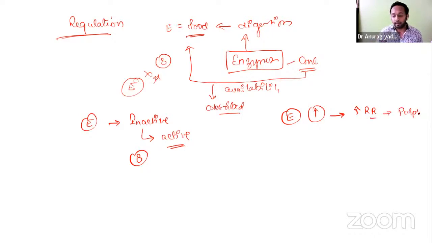Whenever enzyme concentration decreases, it will lead to a decrease in reaction rate, and definitely it will also serve the purpose, because we wanted to stop the reaction and we wanted to decrease the reaction. So definitely it will again serve the purpose. So enzyme concentration can be increased or decreased, and this part is very crucial.